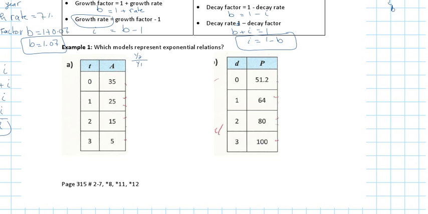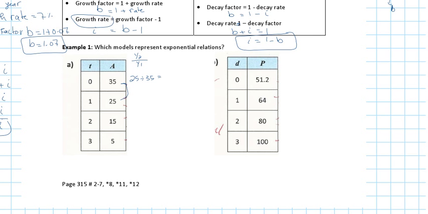So I can do 25 divided by 35. And that's going to be 0.71. 15 divided by 25. And that's going to be 0.6. And 5 divided by 15. That's going to be 0.33. And then what can you tell me about the ratio? Is it constant? Okay, so the ratio is not constant, therefore it's not exponential, right?